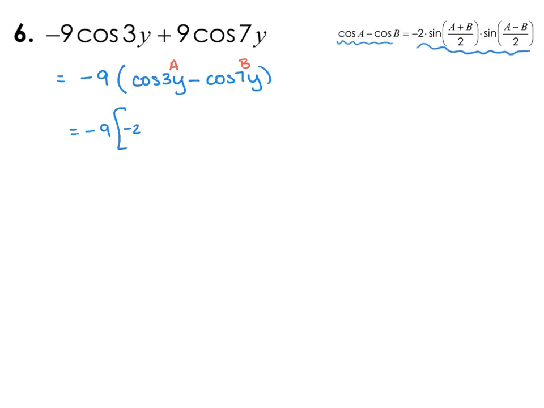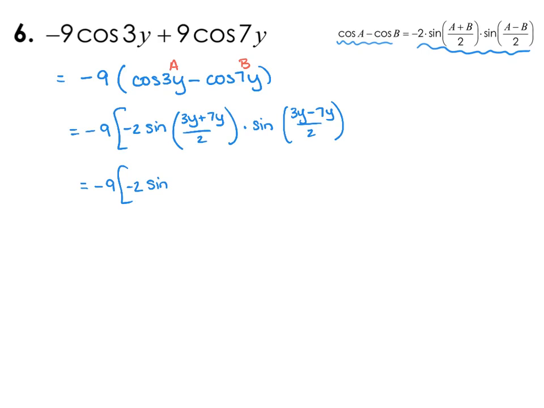So it's going to be -2 times the sine of 3y plus 7y all over 2 times the sine of 3y minus 7y all over 2. So now I'm going to combine like terms. -9 times -2 times the sine of 3y plus 7y is 10y divided by 2 is 5y, times the sine of 3y minus 7y gives us a -4y divided by 2 gives us a -2y.